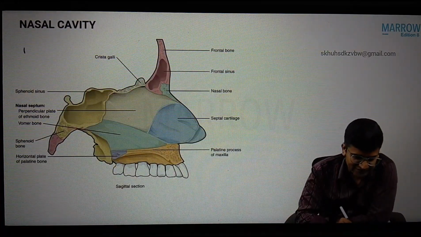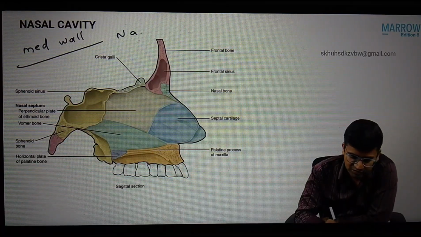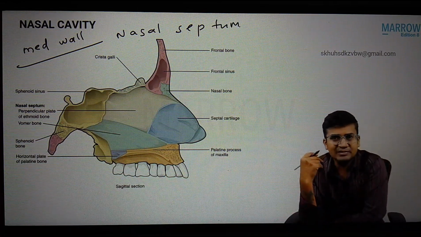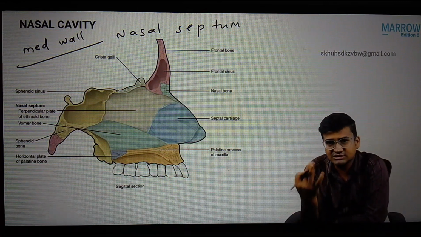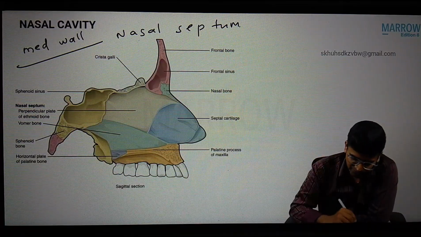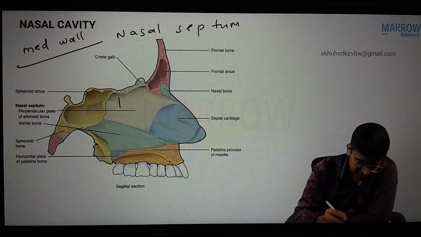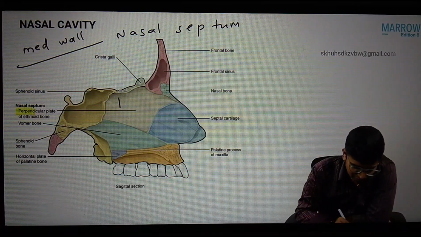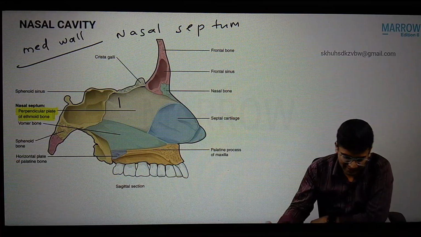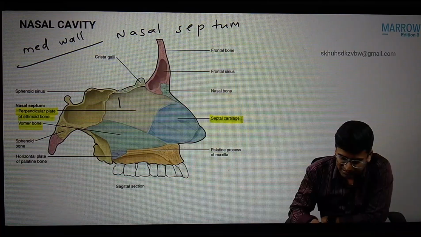In the diagram we are seeing the medial wall. Medial wall is also known as the nasal septum. Now the medial wall or nasal septum is mainly formed by three structures, two bones and one cartilage. The two bones are the perpendicular plate of ethmoid bone, this one. This is the perpendicular plate of ethmoid bone, okay, and this is vomer bone, and this is septal cartilage.